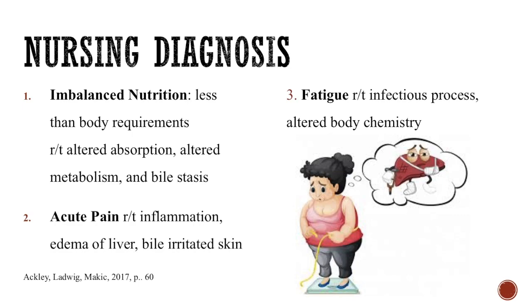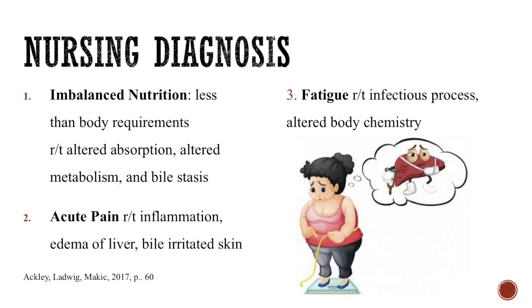And then there are the three that we chose to focus on: imbalanced nutrition, less than body requirements related to altered absorption, altered metabolism, and biliary stasis; acute pain related to inflammation, edema of the liver, and the irritation of the skin from bile; and then fatigue related to infectious process and altered body chemistry.